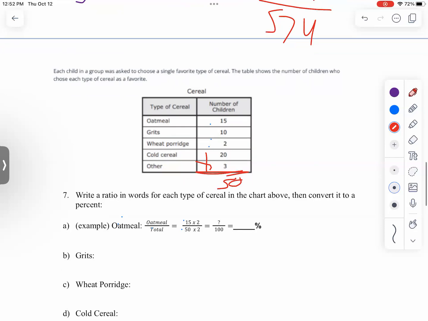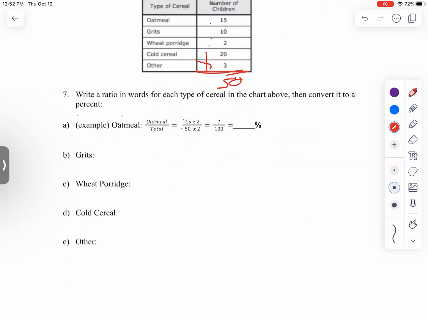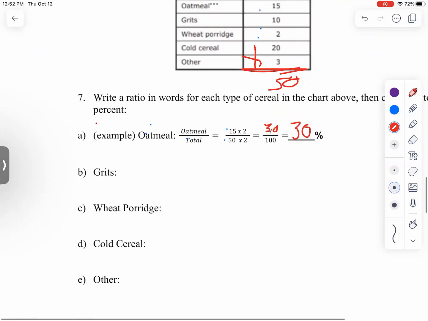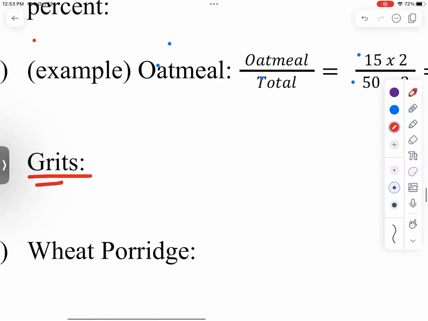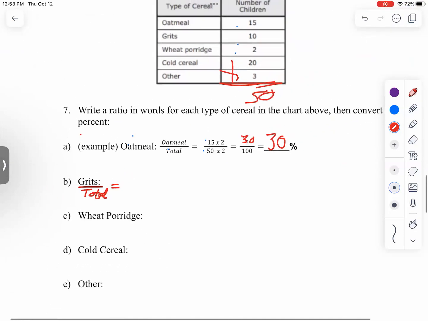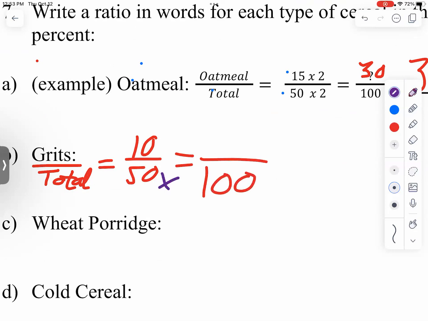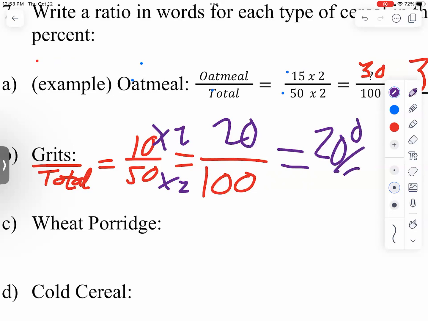I already went over this one in the beginning video, but that makes this 30% for oatmeal. Now grits. So we got grits over total. Grits number was 10 out of the 50. And there's 100 total, so that's just times 2. You're going to find this is not a very hard problem once you get going on it. 20% prefer grits.